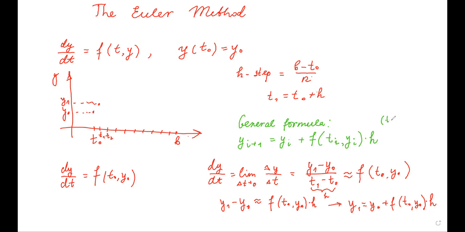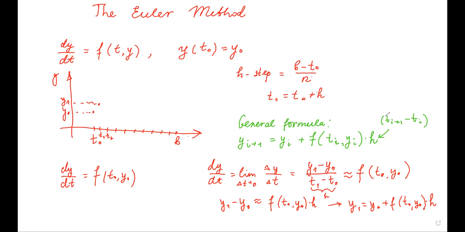Let me write it down: t_{i+1} minus t_i. If your steps are not equal, you can do these calculations this way. That's the general formula for Euler's method. How good is it? Well, it's not bad.